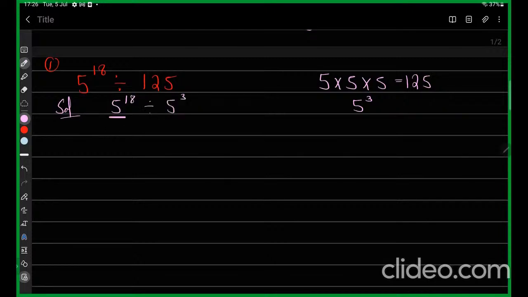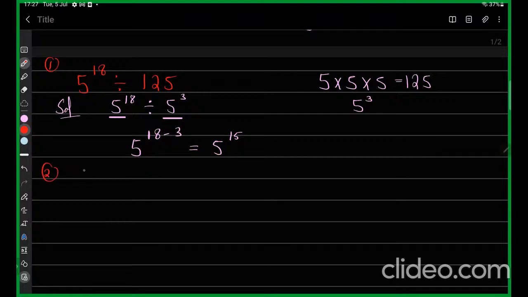Now I have two numbers and the bases are the same. I have the division sign, so I can write it as one base and just subtract the powers, and it would become 5 power 15. Understood? Okay, very good. This was the first question. Let's talk about the second one.